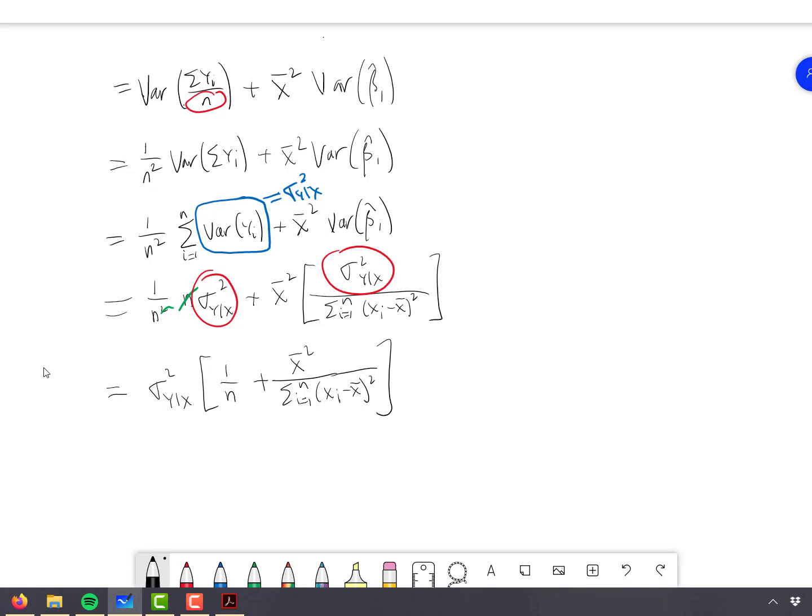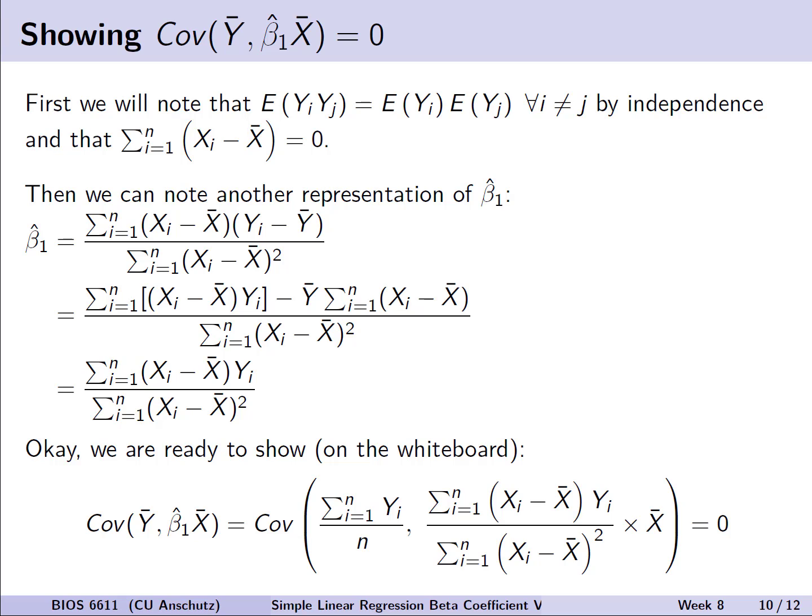With that, we'll pause here and flip back to the slides briefly to introduce the covariance of y bar and beta hat 1 x bar, to show that it's equal to 0. Okay, now we're ready to show that the covariance of y bar and beta hat 1 x bar is equal to 0. Again, we'll make note of a few facts.